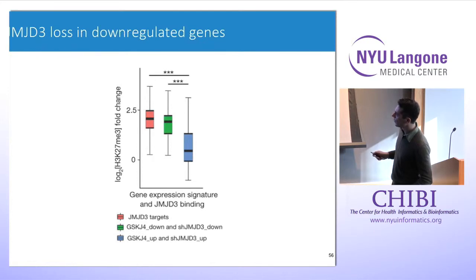So you can see in a box plot the distribution of the fold changes of different classes of genes. The red class is Jumanji targets, and then the green class is that signature I mentioned in the previous slide, genes that go down with the inhibitor but also go down when you knock down Jumanji. And you can see that both sets of genes have very high increase of K27, so you can link these two events. Whereas if you take another control, which is the opposite, genes that go up when you apply the inhibitor and knock down Jumanji, you can see the difference.